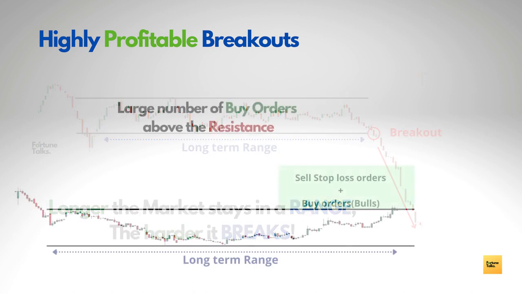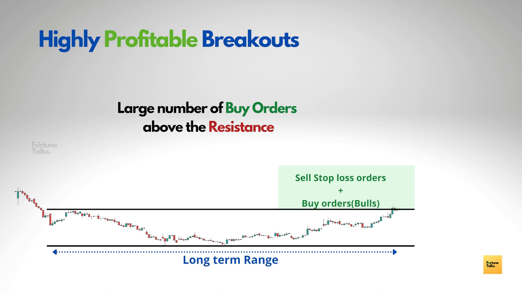Because the longer the market is in a range, the more orders are placed in the market. Let me explain. The bullish traders will put buy orders above the resistance, hoping to catch the breakouts. Similarly, the bearish traders will look to short the market at the resistance, and they will have their stop loss, which is also a buy stop loss order, and they place it above the resistance. And as the time passes, you will get an overwhelming amount of buy stop loss orders above the resistance level.